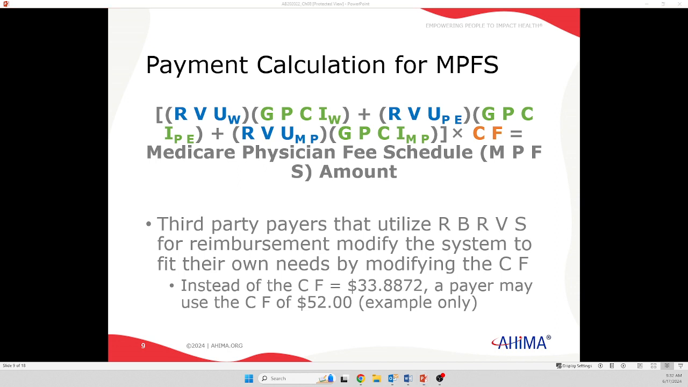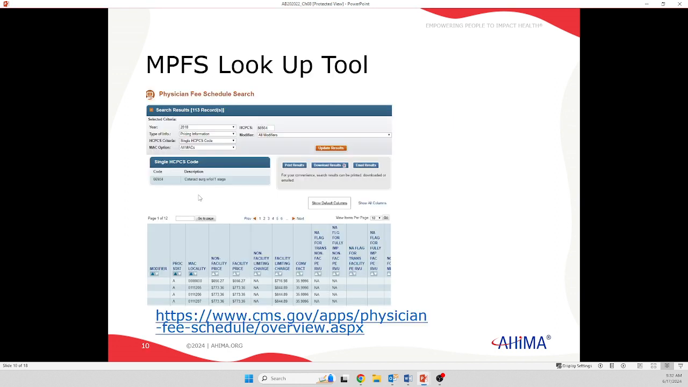All right, let's move on. This is our fee schedule. And we're actually going to do some exercises with this in our homework. We'll look at this a little later, but this is our CMS lookup tool, and it actually is a free tool for offices, facilities to use.